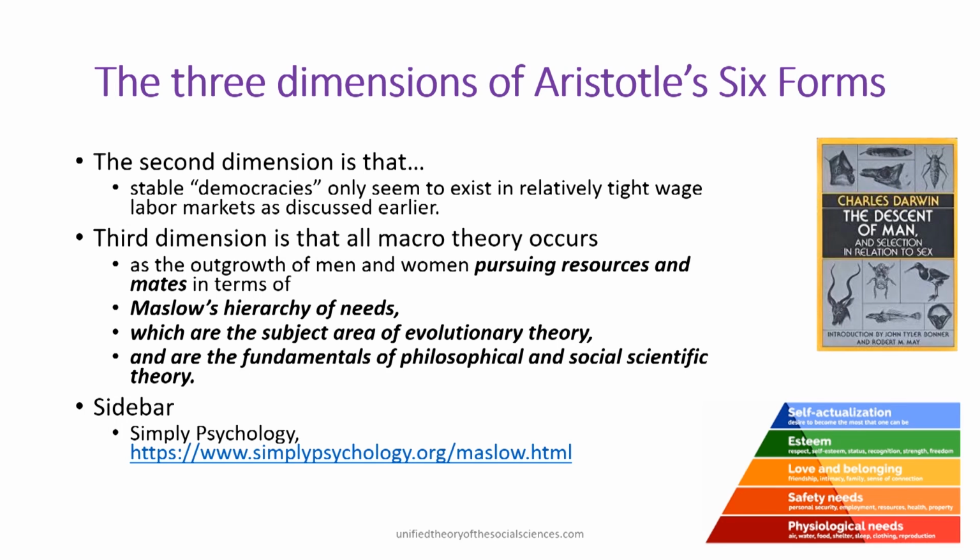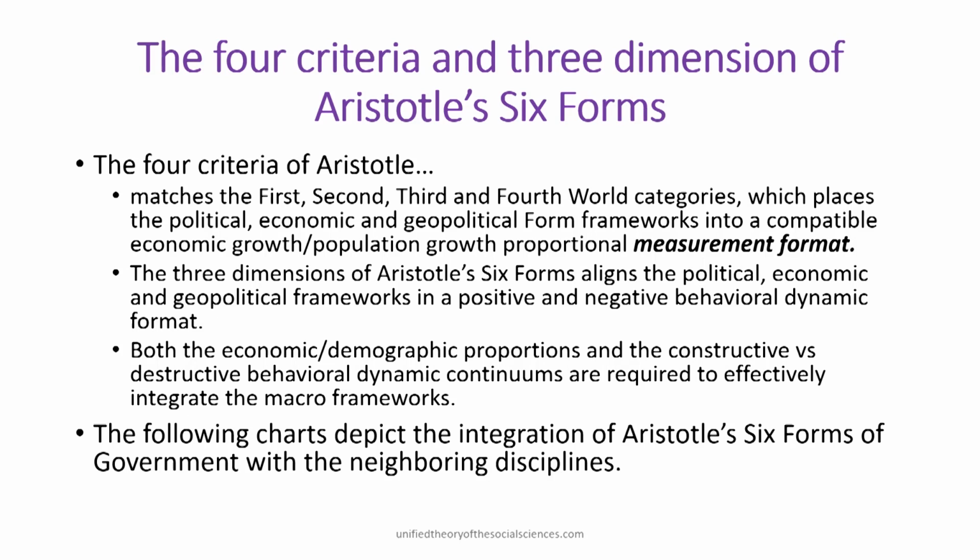The second dimension is that stable democracies only exist in relatively tight wage labor market conditions. The third dimension is that all the macro theories occur as an outgrowth of men and women pursuing resources and mates in terms of Maslow's hierarchy of needs, which are the subject area of evolutionary theory and the fundamentals of philosophical and social scientific theory.